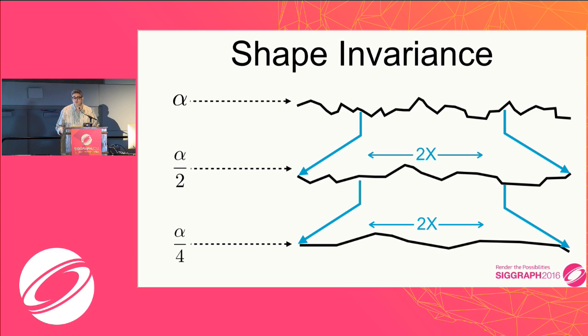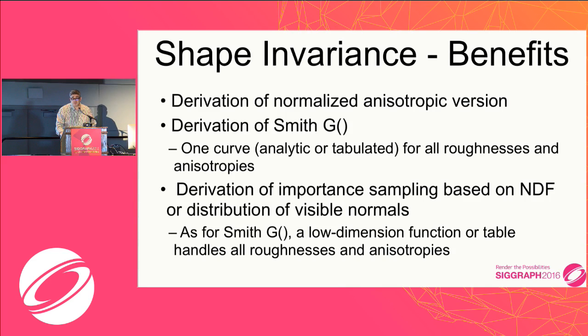Stretching the distribution of slopes is equivalent to stretching the microgeometry. So we can see that for shape-invariant NDFs, scaling the roughness parameter is equivalent to stretching the microgeometry by the reciprocal amount. This property has many benefits. It makes it much easier to extend the NDF to an anisotropic form, to derive the Smith shadowing-masking function, to perform importance sampling, either importance sampling based on the NDF or even better, importance sampling based on the distribution of visible normals, which is an effective technique to reduce variance introduced recently by Heitz and D'Eon.